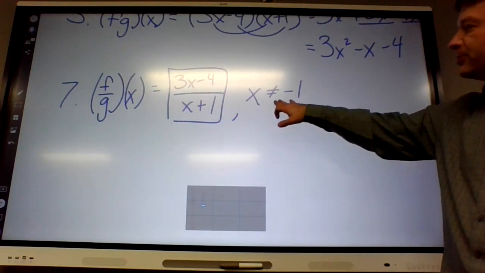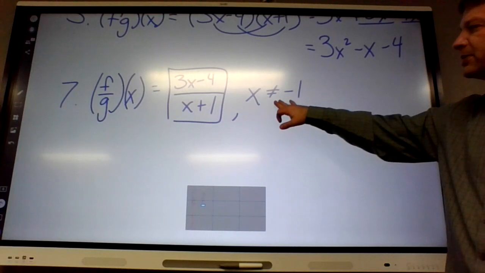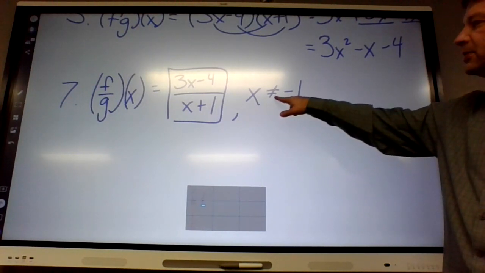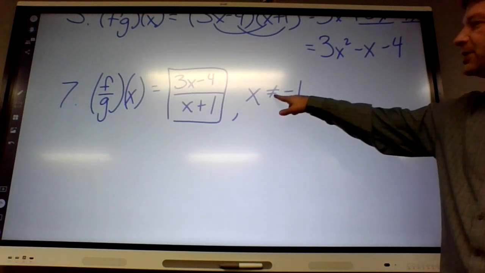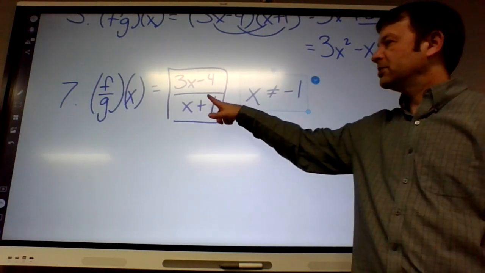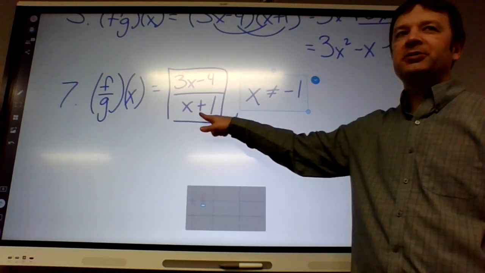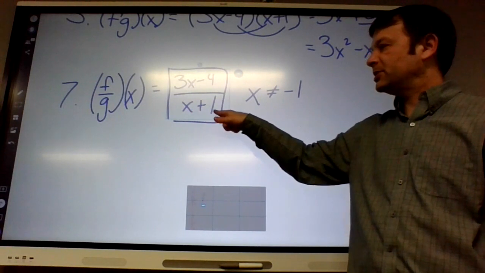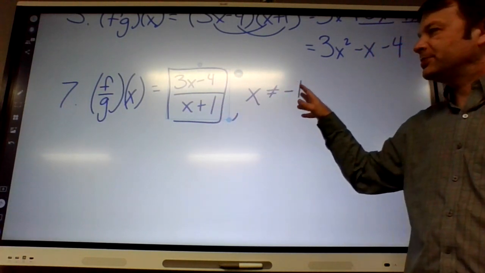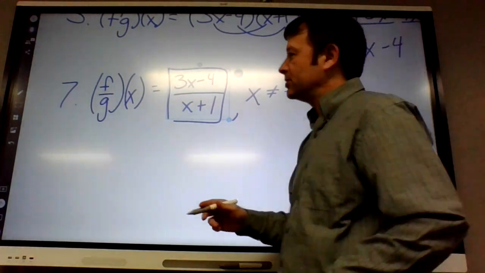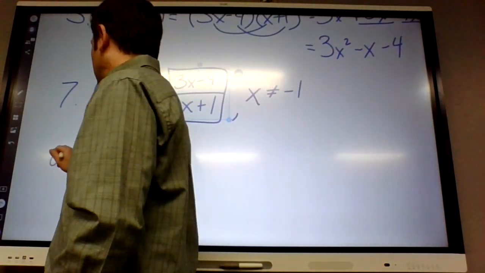Why? Do you guys know why they wrote this? Okay, why can x not equal negative 1? Because it would be like dividing by 0. Negative 1 plus 1 is 0. So that's not possible. So this is the answer except for x can't be negative 1. That's just a little qualifier.